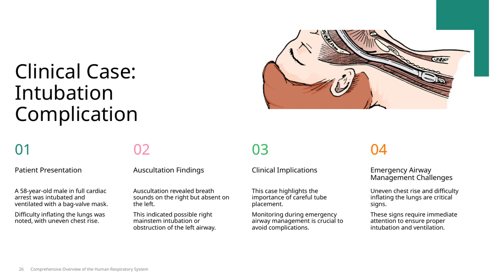This case really underscores the importance of careful tube placement during emergency airway management. Continuous monitoring, especially auscultation, is essential to confirm correct placement. If we don't pay close attention, we risk complications like hypoxia or further airway injury. Finally, the key takeaway here is that signs like uneven chest rise and difficulty with lung inflation are critical indicators that something might be off. Recognizing these signs immediately allows us to take swift action, reassess tube placement, and ensure proper ventilation, so we can provide the best care possible in emergency situations.